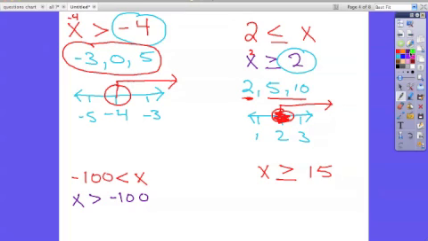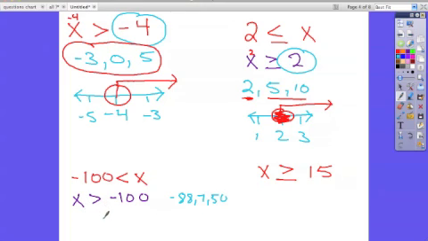Next set. I need to come up with 3 numbers that are going to work for this. And I flipped it around. I think it makes it a lot easier. X is greater than -100. I need numbers greater than -100. So greater than -100: -88, 7, 50. Those are all greater than -100.